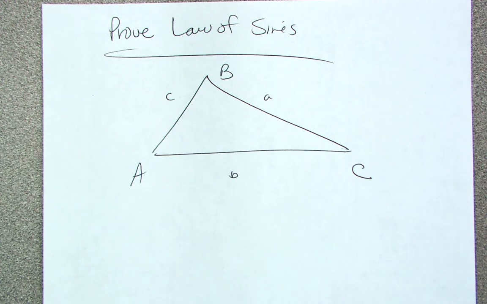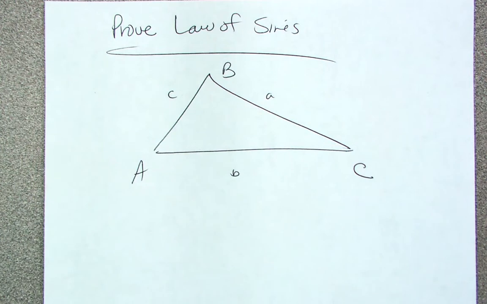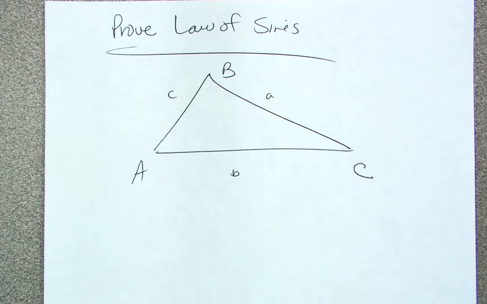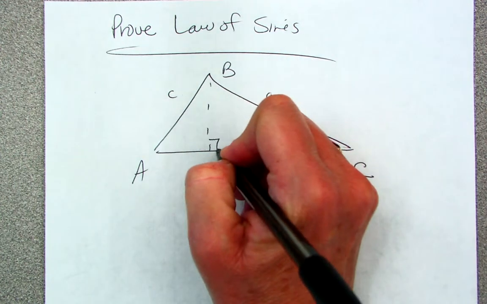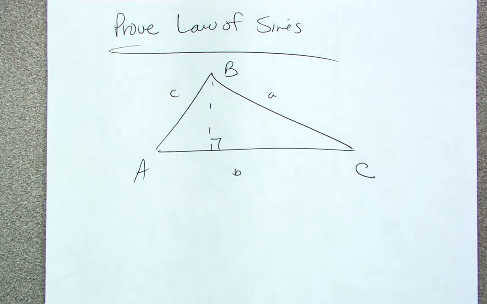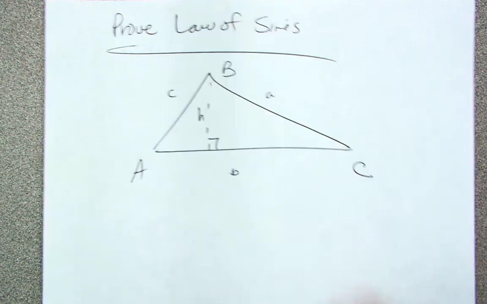So there is some oblique triangle. I did the same thing, capital A, capital B, capital C, and I did all the sides appropriately. And what I want to do is show you where this came from. So let's go ahead and draw in a height. We'll call that H.